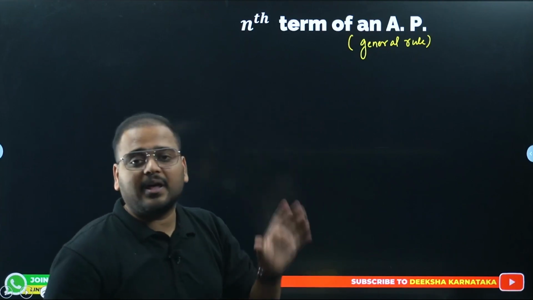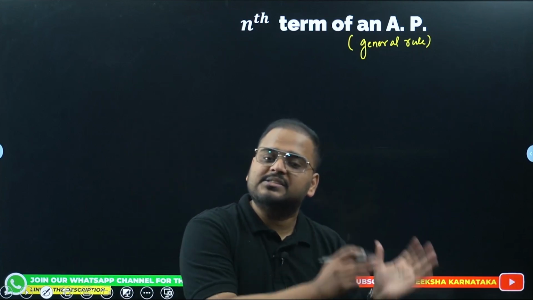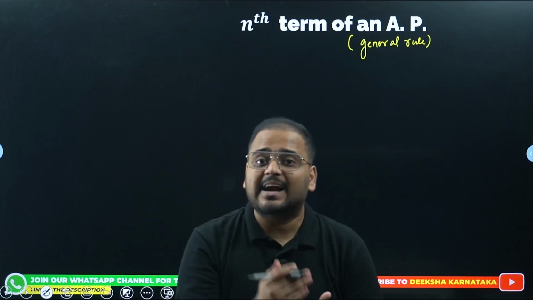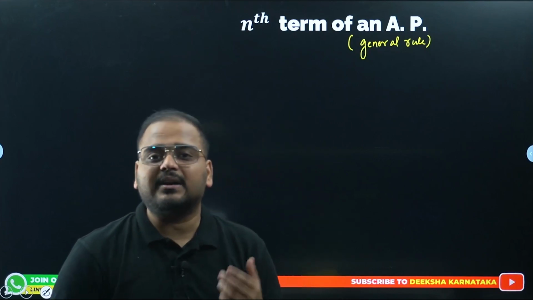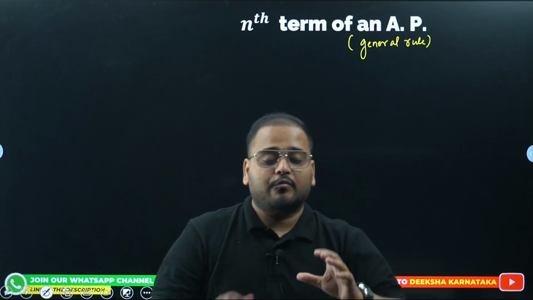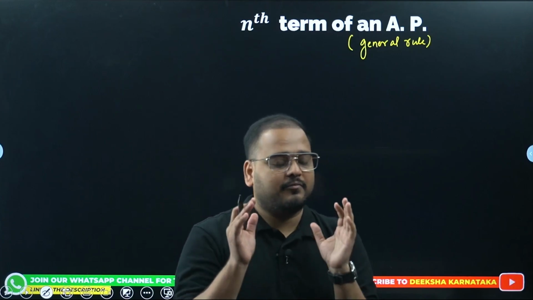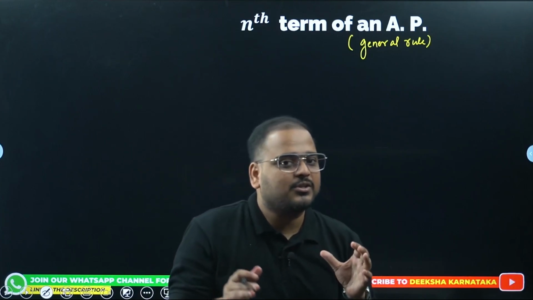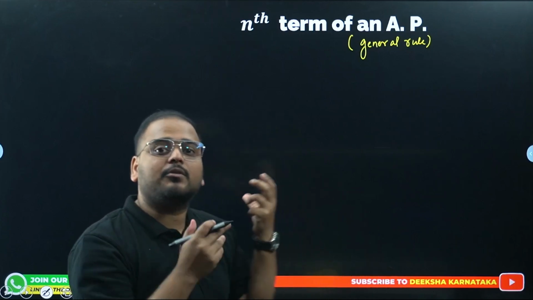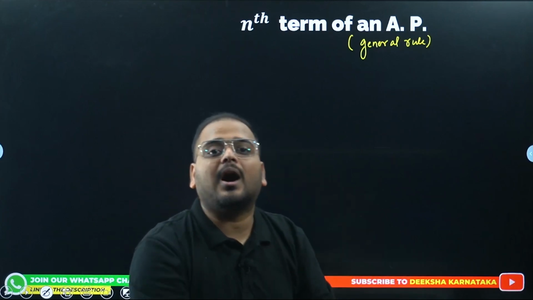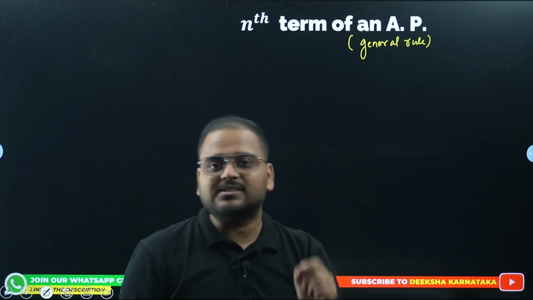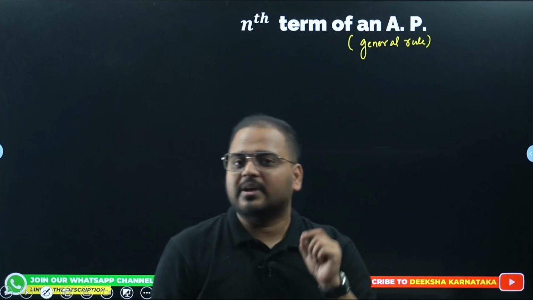So nth term of an AP is the second part. Third part is the sum of n terms. So first part is definition, second part is finding the nth term, and third part is the sum of n terms. We will not do all the definitions and derivations in the class today because this is just a revision class. We will quickly learn the concepts and move on to question solving, because we are here to revise for our upcoming midterm examination.